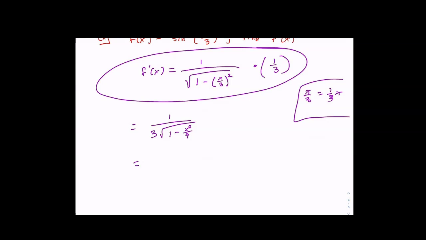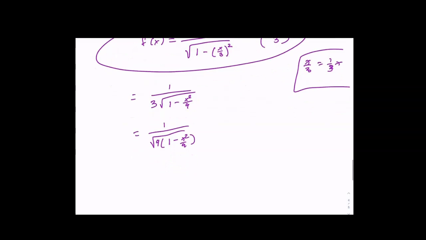Now, there's a couple things that we can do, but the easiest one is just to pull the 3 inside the square root. When we pull the 3 inside the square root, it actually becomes 9, because the square root of 9 is 3. So it becomes the square root of 9 times 1 minus x squared over 9. This is just a math way of doing it, which gives me 1 over the square root of 9 minus x squared. This is how you would probably see it on a multiple choice.